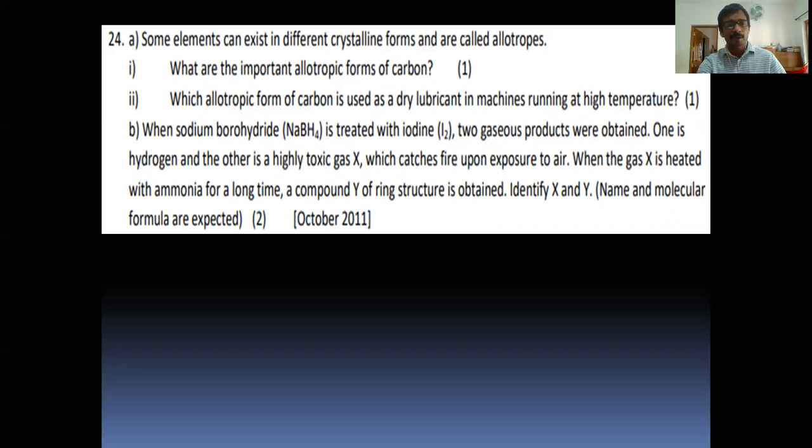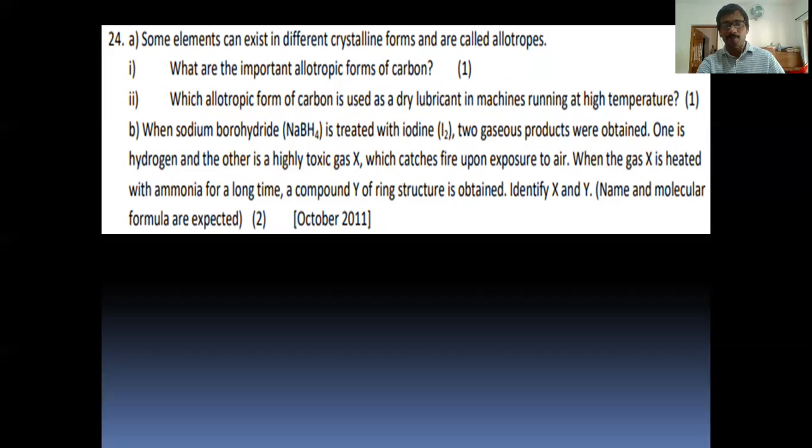When sodium borohydride, NaBH4, is treated with iodine, I2, two gaseous products are obtained. One is hydrogen and the other is highly toxic gas X. You may understand it now. NaBH4 is treated with iodine, then NaI will form, and boron hydride will form, which is B2H6, diborane. So gas X is diborane.